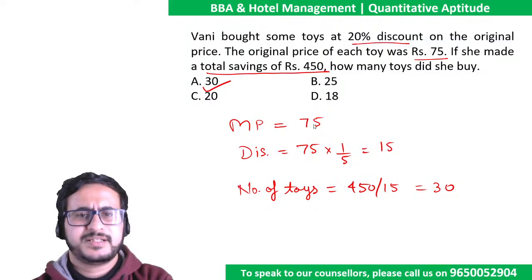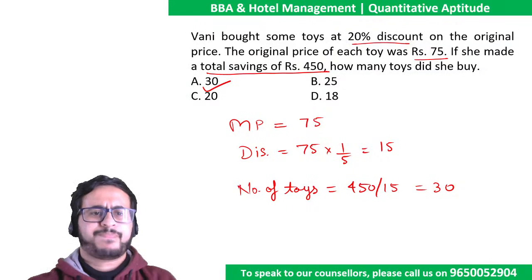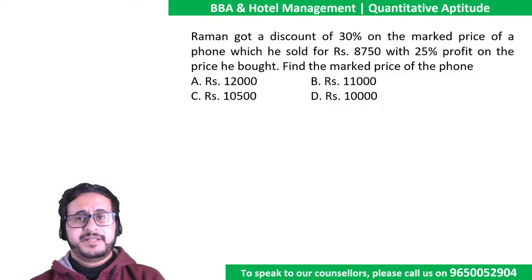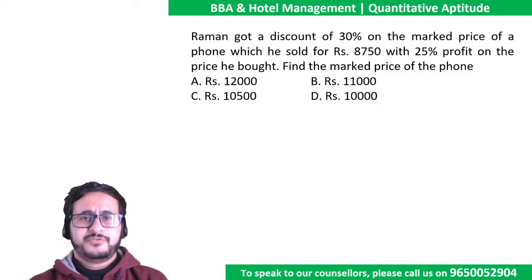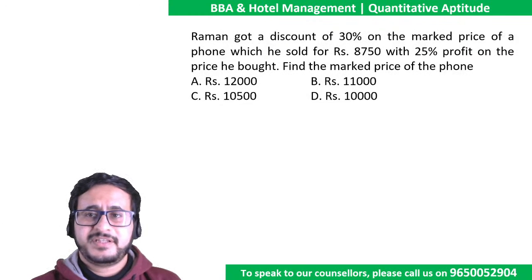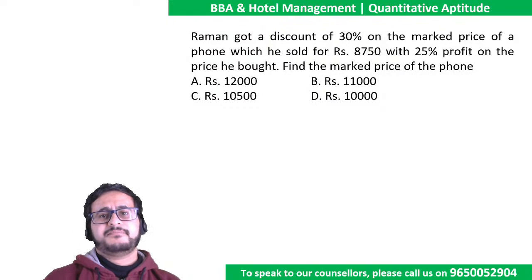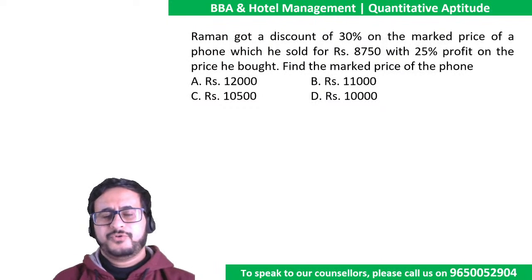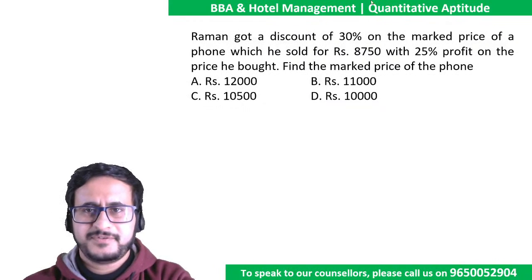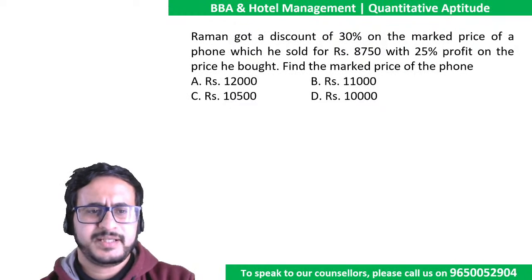All right, so let's now do the next question, which says Raman got a discount of 30% on the marked price of a phone which he sold for rupees 8,750 with 25% profit on the price he bought. Find the marked price of the phone. Okay, so let us think, let's visualize this question first, because it's important to understand things.